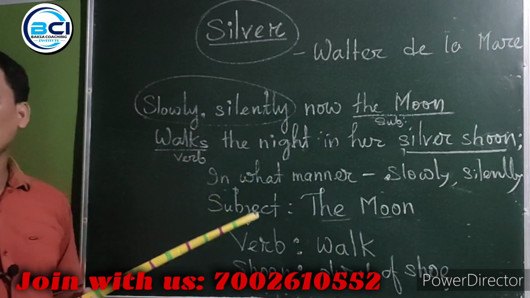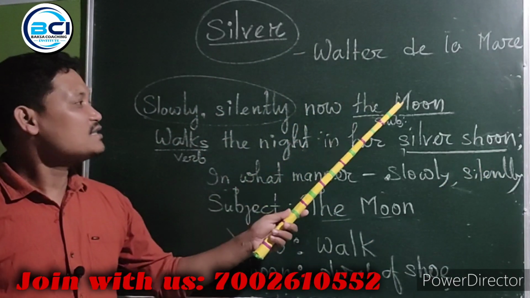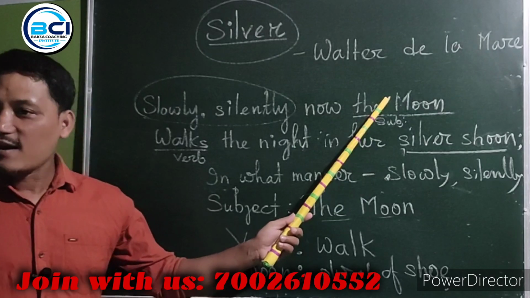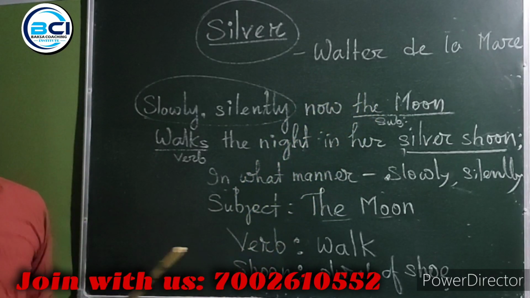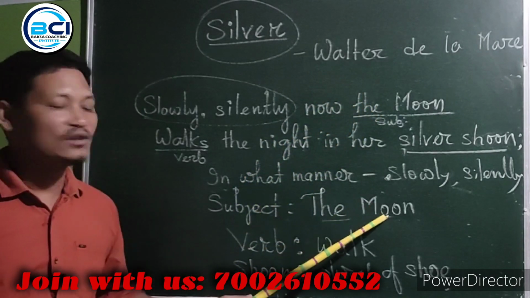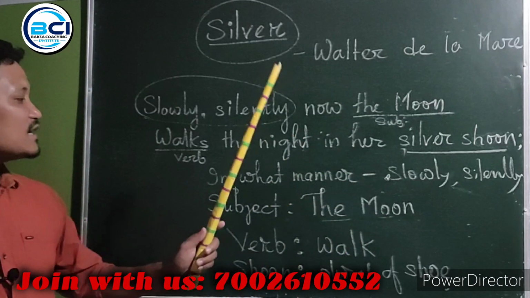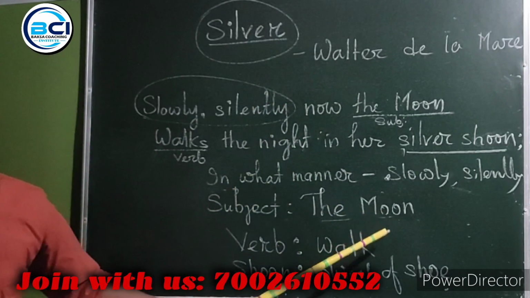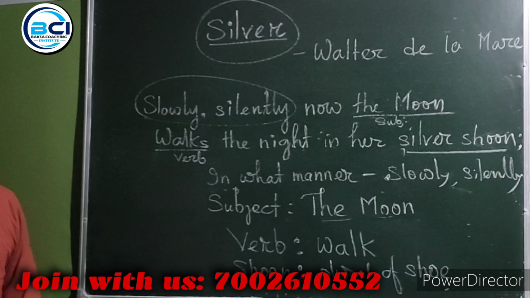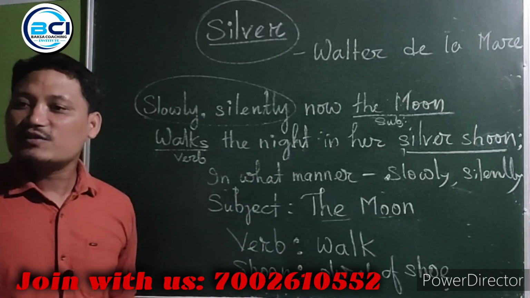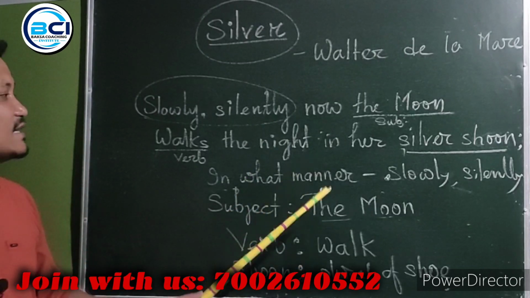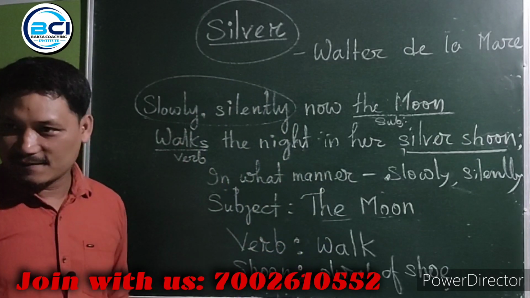Now, you tell me about the moon. Is the subject a female or male? The subject is the moon. Now you tell me, is the subject female or male? Female. Why? Which word implies that it is a female?